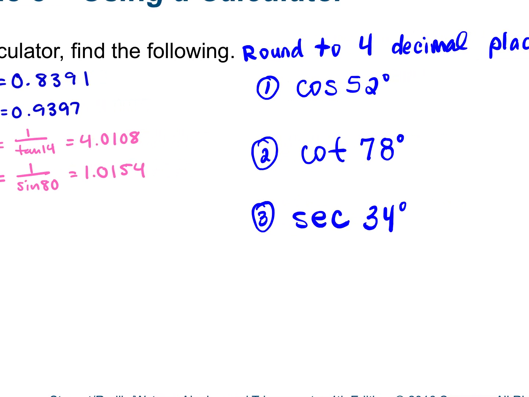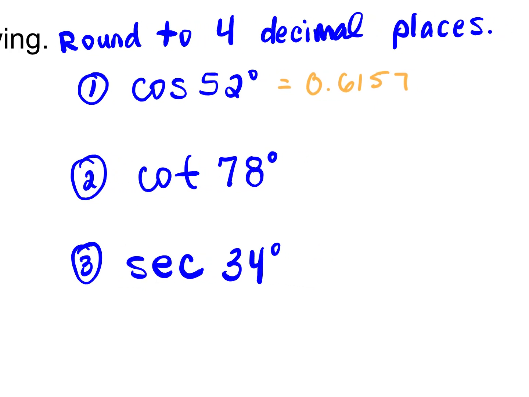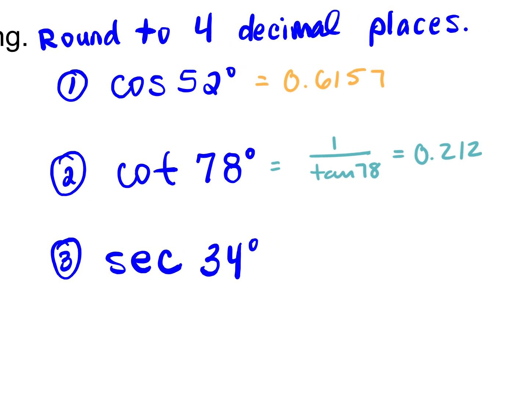All right, let's do the last 4. Cosine, we've got a cosine button in our calculator, so we're just going to do cosine of 52. That would be 0.6157. Cotangent, we don't have a cotangent button in our calculator. What's the reciprocal of cotangent? Tangent. So this would be 1 divided by the tangent of 78. That should give you 0.2126.